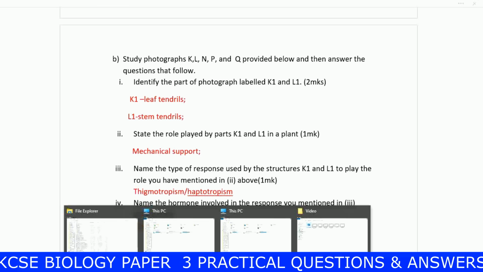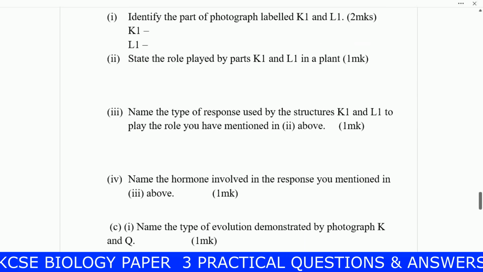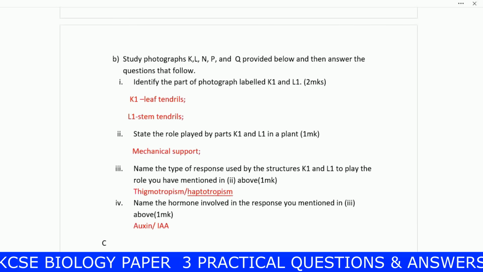Next, Roman 3, name the type of response used by structures K1 and L1 to play the role you have mentioned in Roman 2 above. What type of response do they use? They use haptotropism, also called thigmotropism.